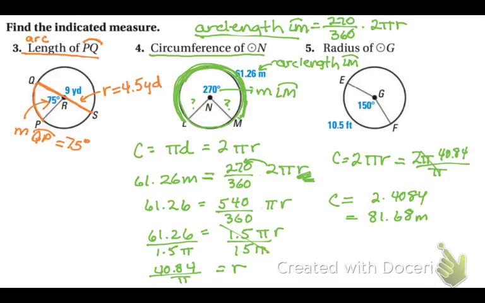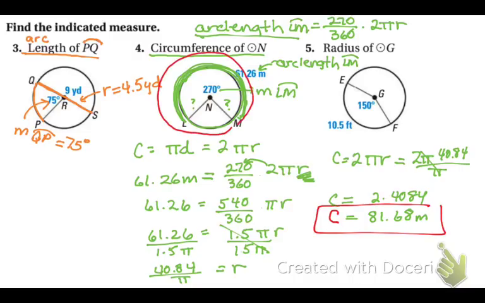So let me just clarify what that means. We're saying the circumference is equal to 81.68. The circumference is the whole way around, the circumference of the whole circle. And that's what you just figured out. Not part of the circle, but you used part of the circle to figure out the circumference of the whole. So review that one if you need to.